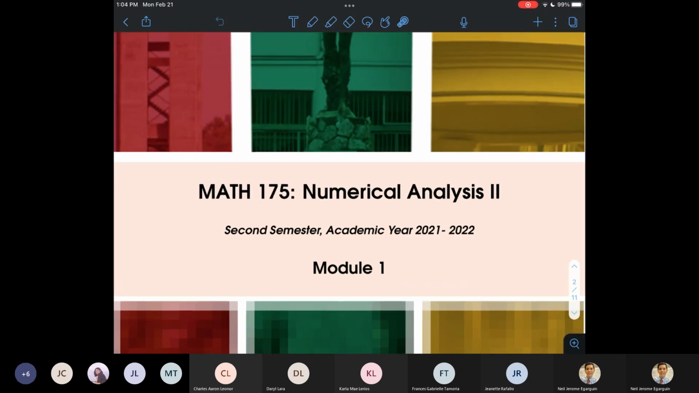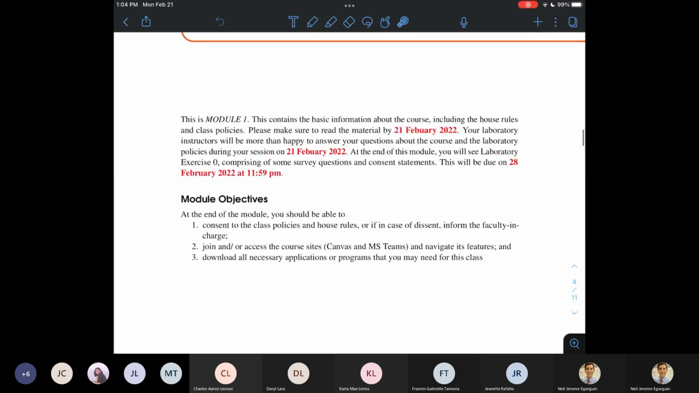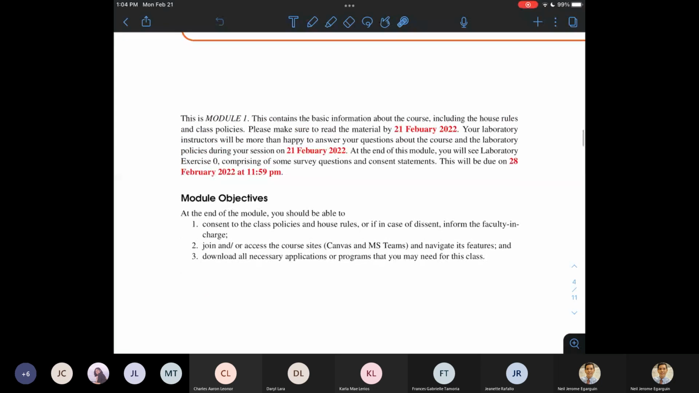So you can download a copy of it. So this contains pertinent information about the course and what we'll be doing all throughout the semester. So again, this is numerical analysis 2 for the second semester. And this is actually a core course in the BS Applied Math curriculum, and I always recommend it as a major elective for my advisees in the BS Math program.